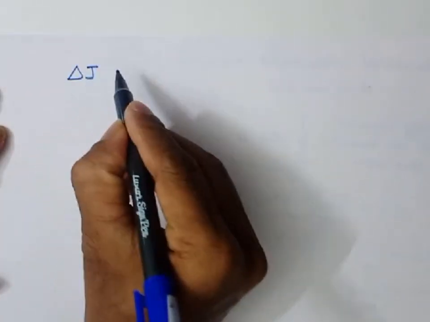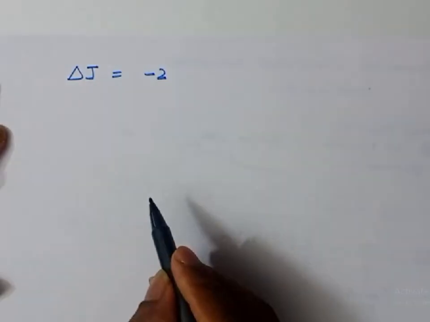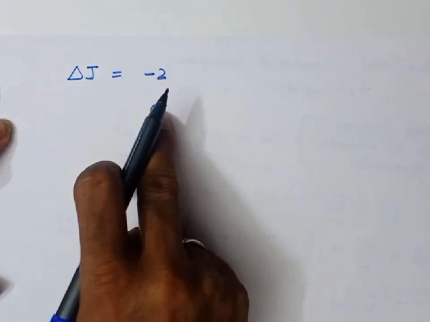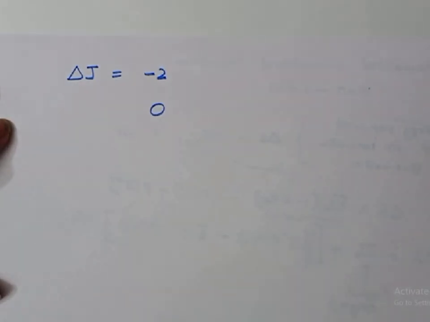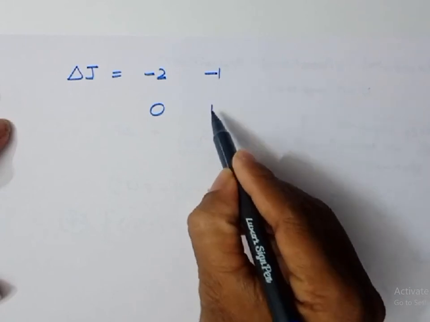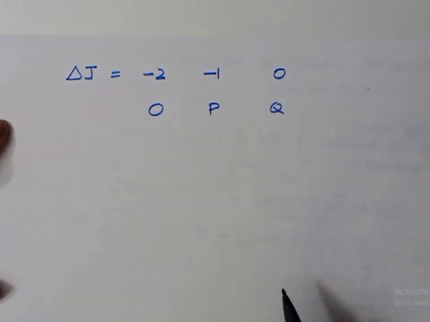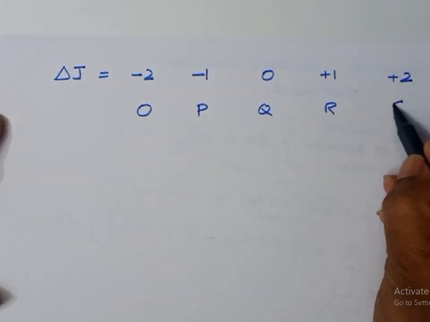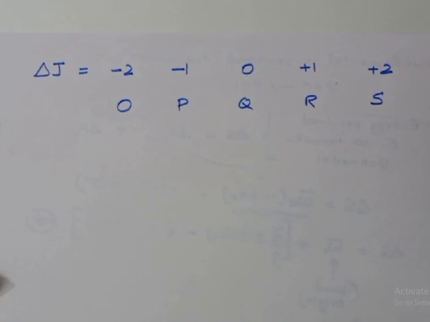What are the symbols we are using? The symbols are given based on the value of delta J. If delta J is minus 2, the symbol we use is O, and all those lines are called O branch lines. If delta J is minus 1, we call those lines P branch lines. If delta J equals 0, it is called the Q branch. If delta J equals plus 1, it is called the R branch. If delta J equals plus 2, those lines are called S branch lines. So we have O, P, Q, R and S branch lines.